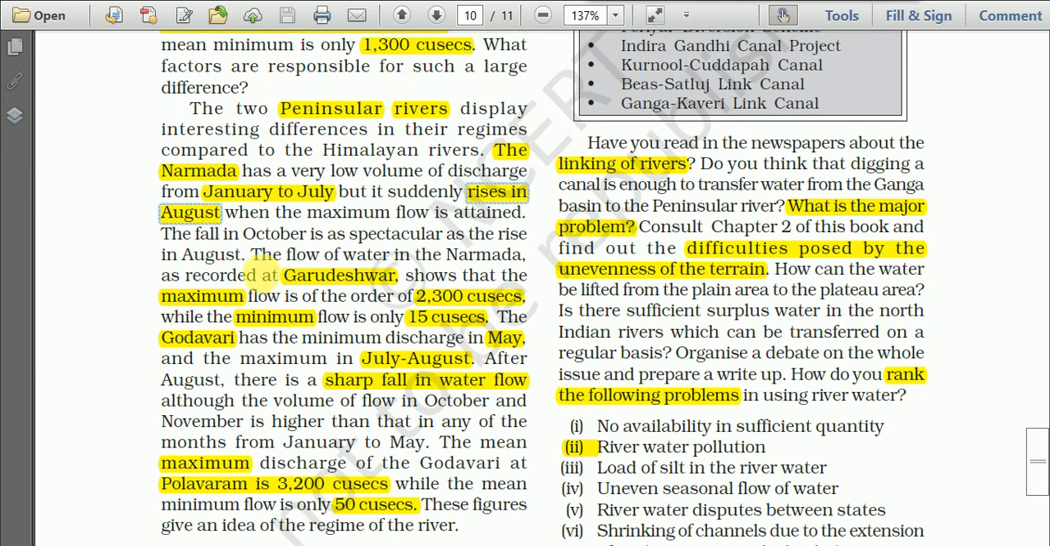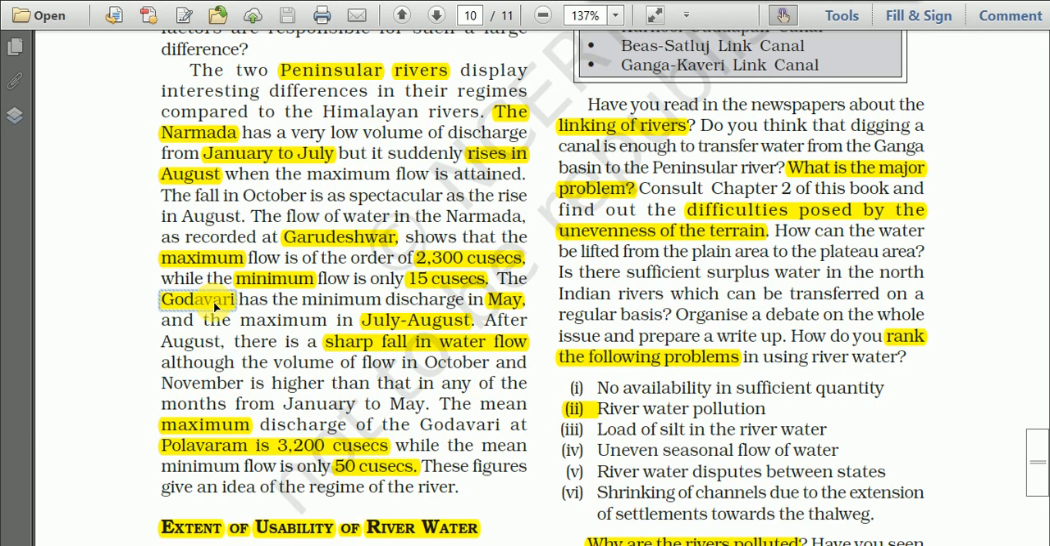The fall in October is as spectacular as the rise in August. That means in October the flow is again falling down. The flow of water in the Narmada, as recorded at Garudeshwar, shows a maximum flow of the order of 2,300 cusecs, while the minimum flow is only 15 cusecs. This is for the Narmada river.